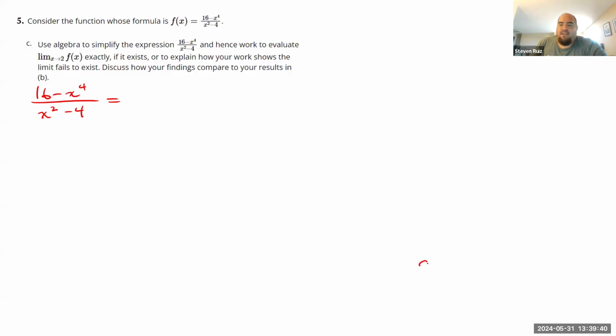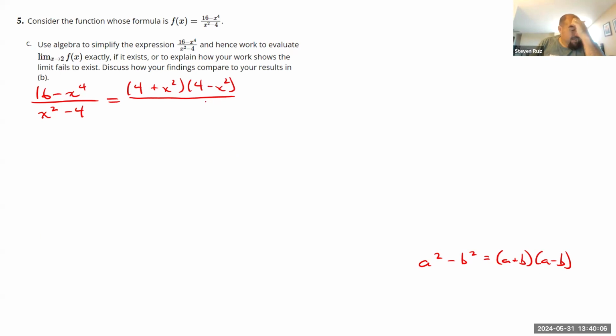As a reminder, I'll do this scratch work off to the side. a squared minus b squared is equal to the quantity a plus b times a minus b. That's what I'm relying on here. I know that 16 is 4 squared, and x to the fourth is the same as x squared squared. So I can factor this as 4 plus x squared times 4 minus x squared. I could do the same thing to the denominator, but I'm going to hold off on that for now.